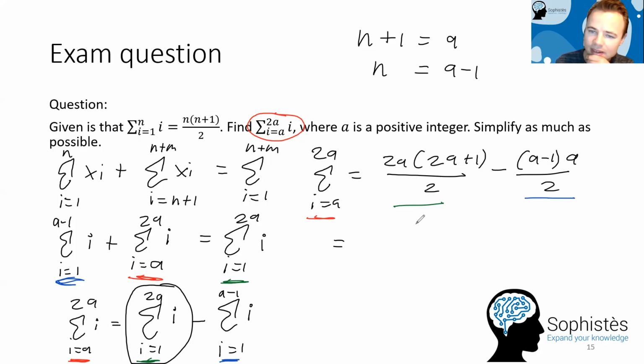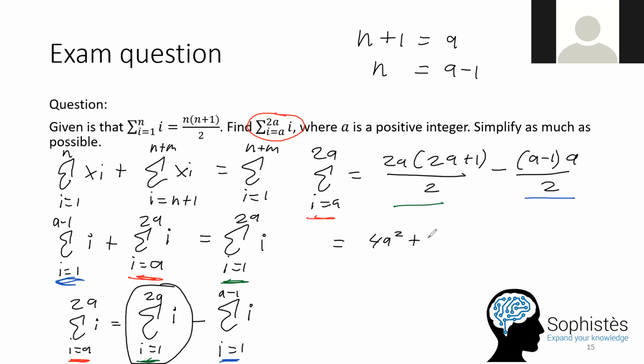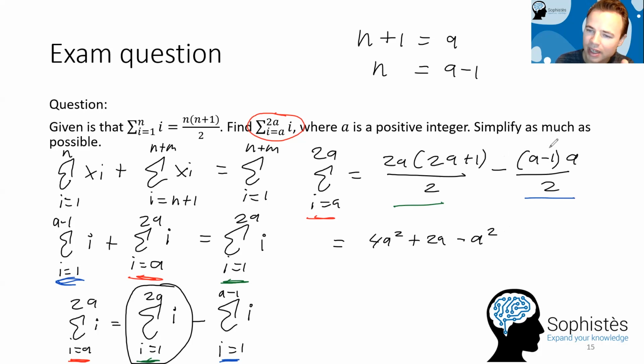2a times 2a is 4a squared, right? Because a times a is a squared. And then 2a times 1 is 2a. And then minus a times a, a squared. And then notice the minus minus, so it becomes positive, 1 times a. Yeah, just plus a.